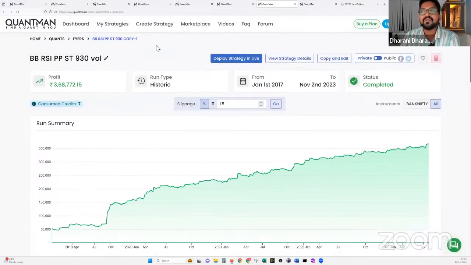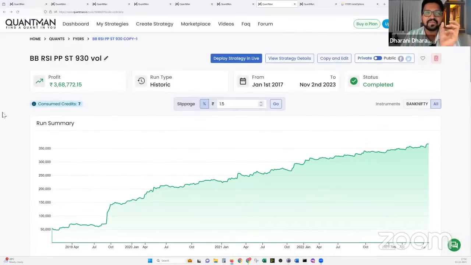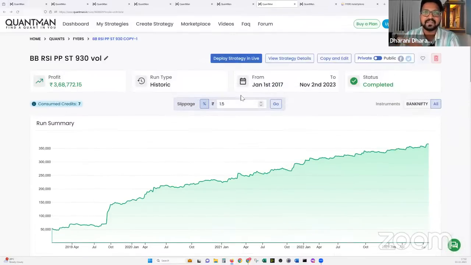So till now, we understood that the RPT value gives us a very clear picture of which of the strategies we have created is best. It comes out to be 1.27% of RPT, which is the highest one. So now, let me go ahead and deploy this strategy in the live market.